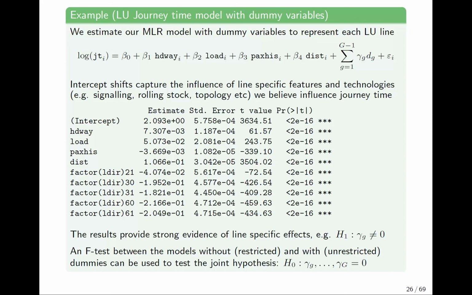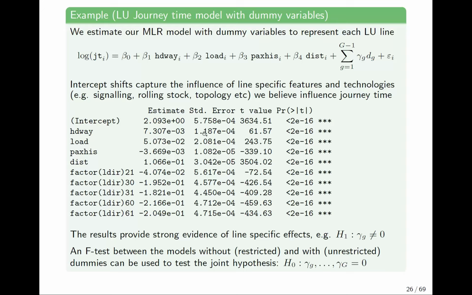So let's look at an example. We're going to estimate the London Underground journey time model again, but this time with dummy variables. And we're going to include dummy variables representing each London Underground line. This is just an intercept shift, and we're going to use this intercept shift to capture the influence of line-specific features and technologies, so differences in signalling systems, in rolling stock, in network technology and so on, that we believe influence journey time, but we haven't measured them directly. So we're not able to measure them, but we're going to put dummy variables into the model to shift the intercept to account for them.